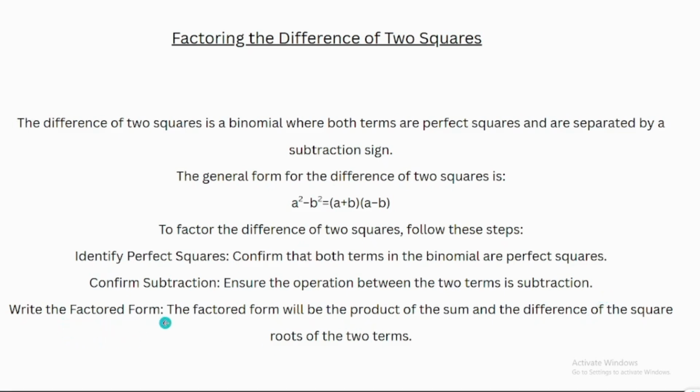Write the factored form. The factored form will be the product of the sum and the difference of the square roots of the two terms. We will find the square root of this and this square root. We will put them into parentheses. The first parenthesis will be plus, the second will be minus. This is the difference between two squares.